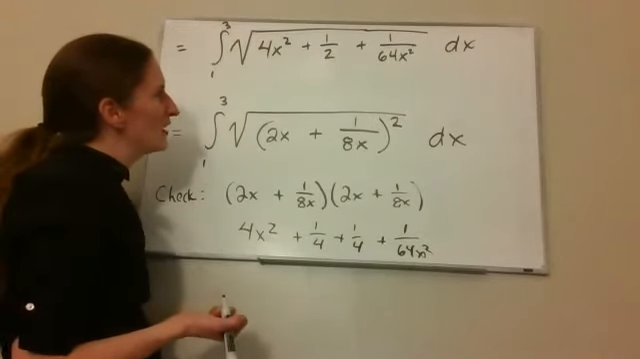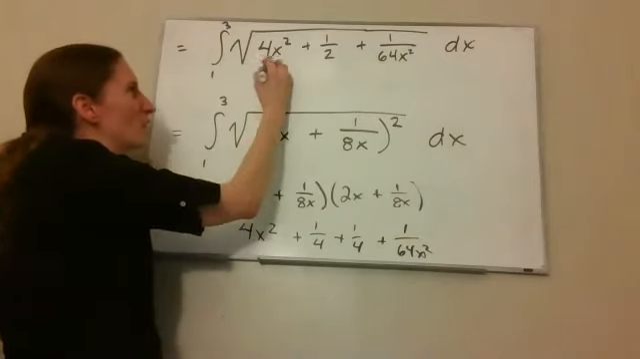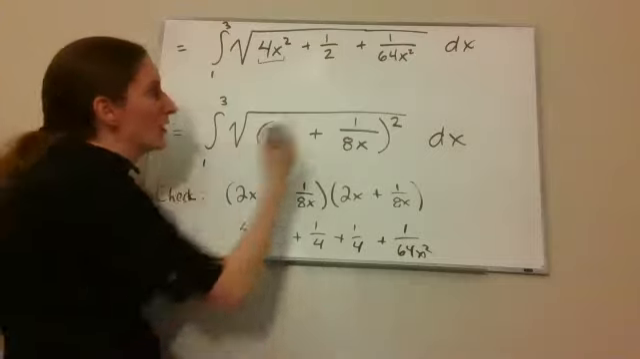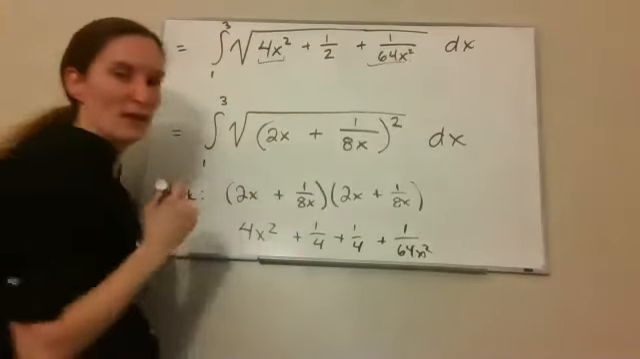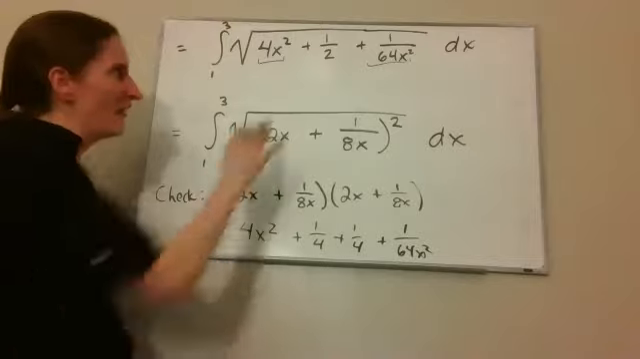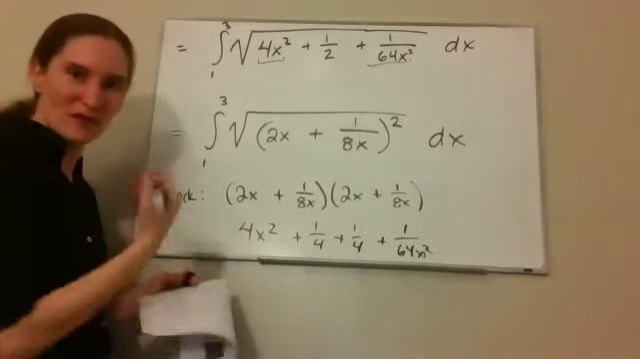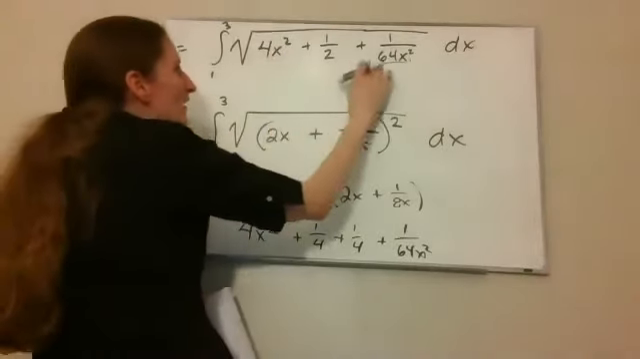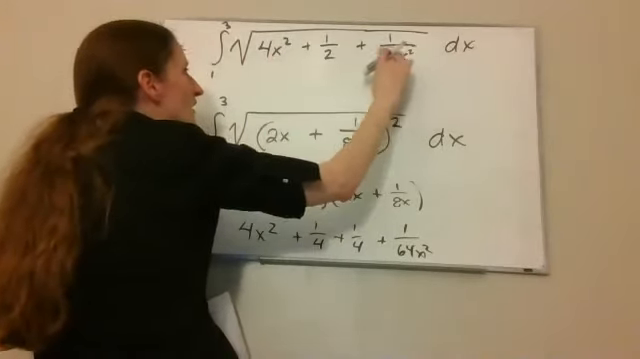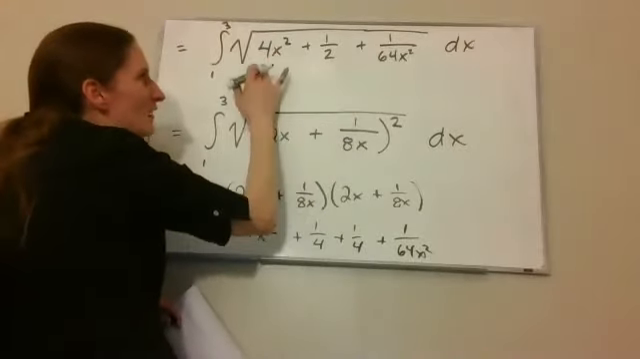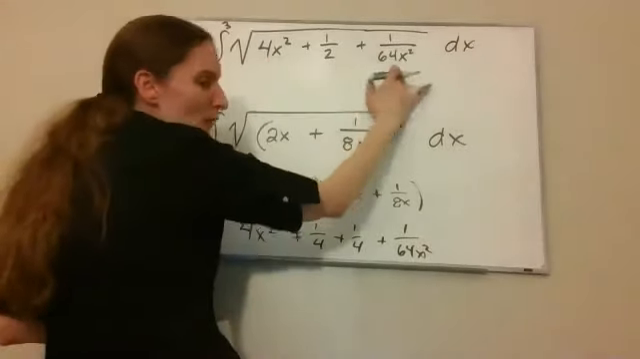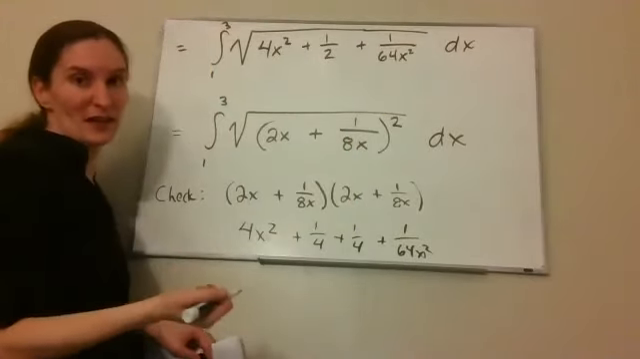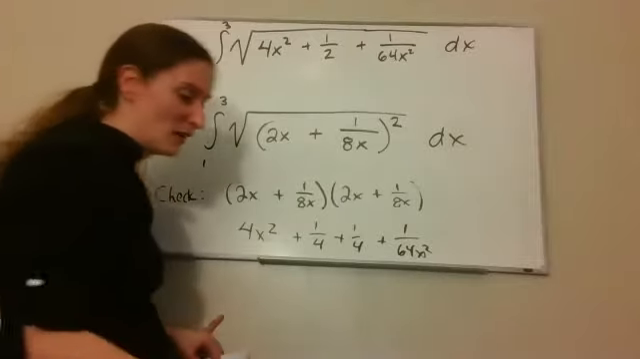And the reason I notice that is, this first guy here is something squared. It's 2x squared. And this guy is 1/8x squared. And then this 1/2 in the middle just comes about from doing the other distributions. So you just notice that pattern and start recognizing that this can be factored. If you get something that looks like this, you have a perfect square here in the denominator, and just a number in the middle, try factoring it like this, because that's probably what's going on.